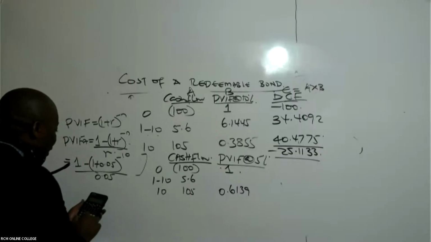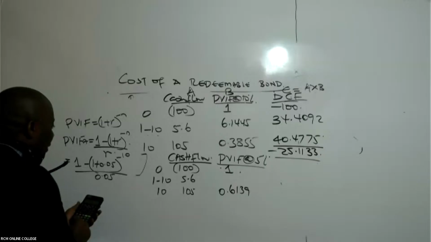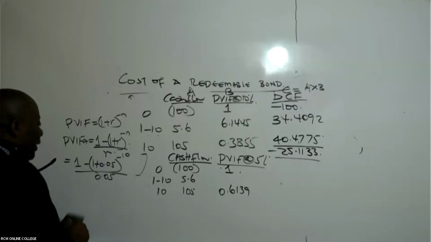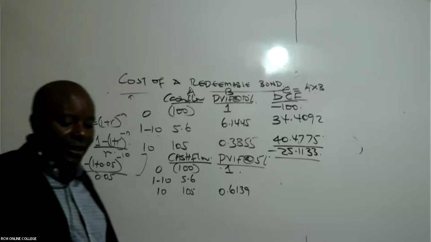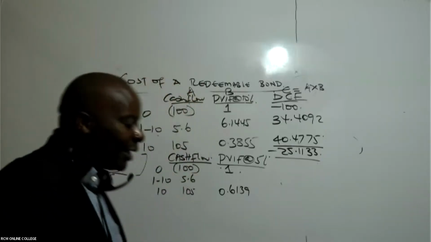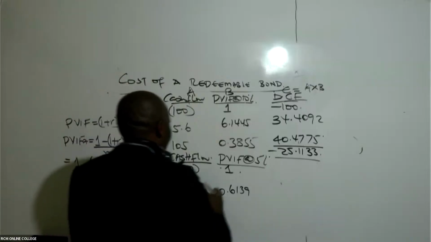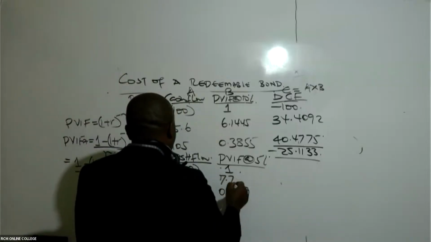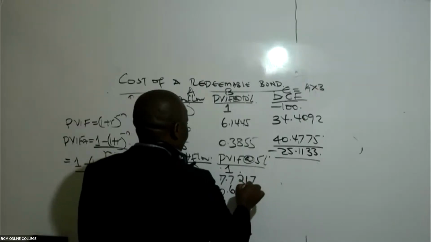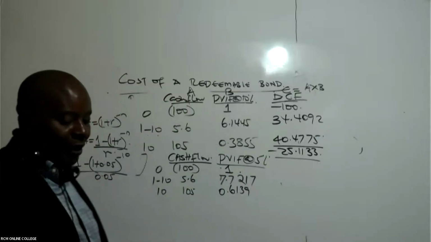It will be 1 minus 1.05 raised to negative 10. I say equals. Whatever I get, I divide by 0.05. Is there somebody who's getting 7.7 something? Yeah, PV5 is 7.72117.